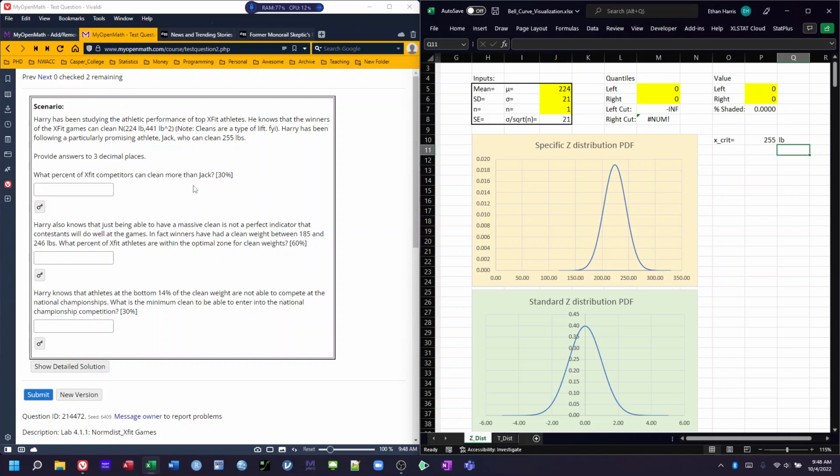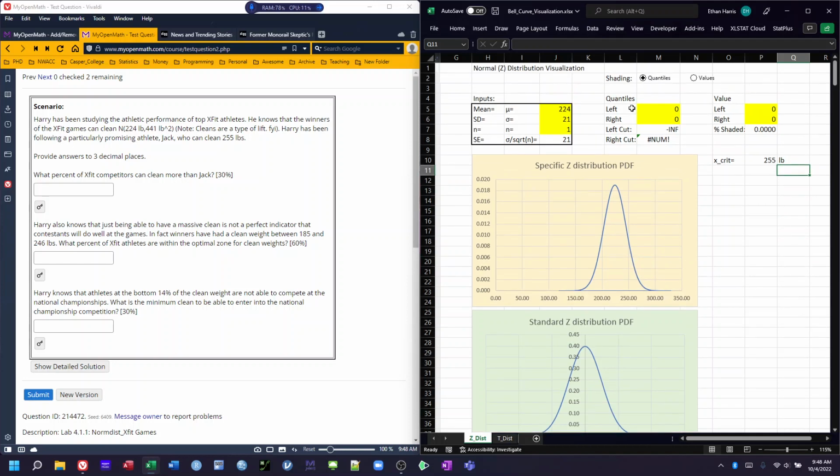Okay, so there's a couple ways that we can do this. Essentially, let's just take a look at our distribution. We are seeing that Jack is right up about here at about 250. And if we were to shade this in from 255 and above, what percent do we think can do more than Jack? Just from guessing, I'm going to guess that it's about 12%. And about 12% of people can clean more than Jack.